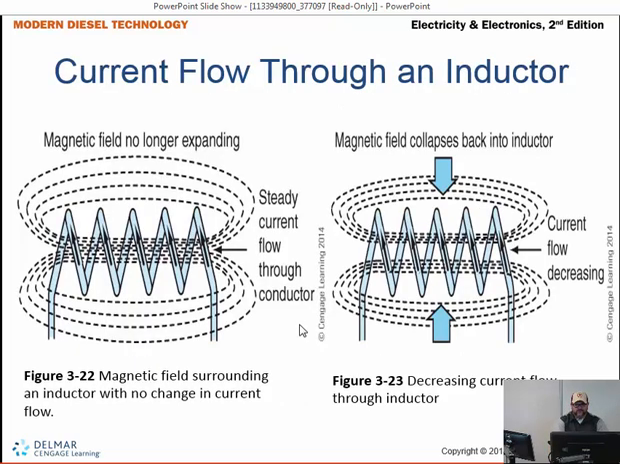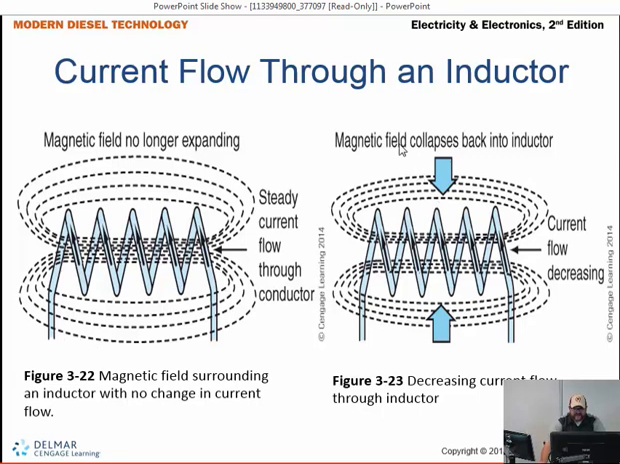So, current flow through an inductor. Let's look at this diagram here. Magnetic field no longer expanding. So we've overcome the counter EMF, and we've built a nice strong field here, right? And our current is flowing through this wire like so.